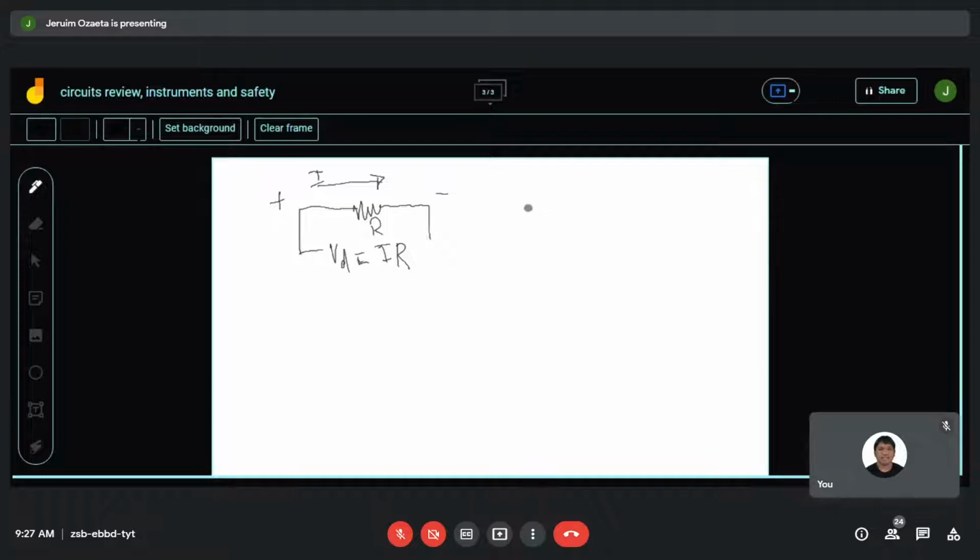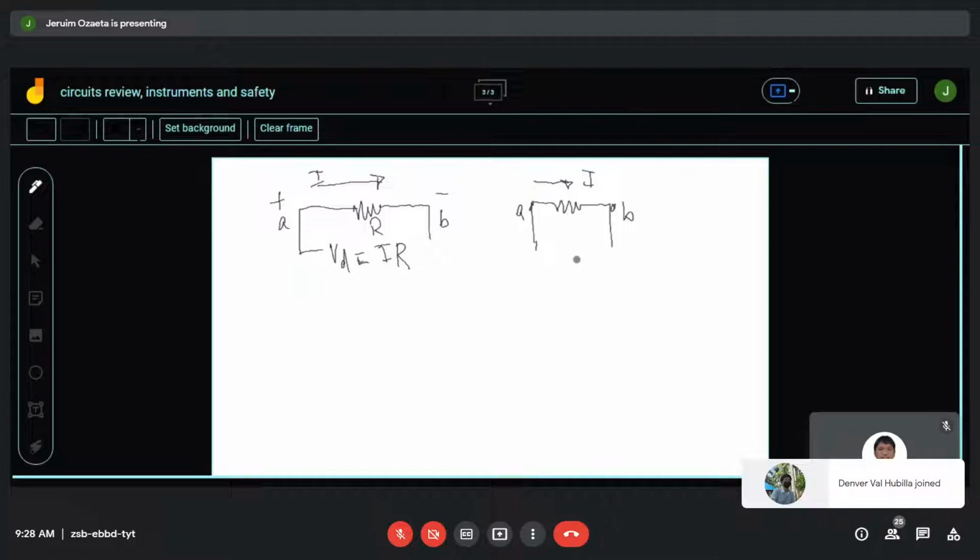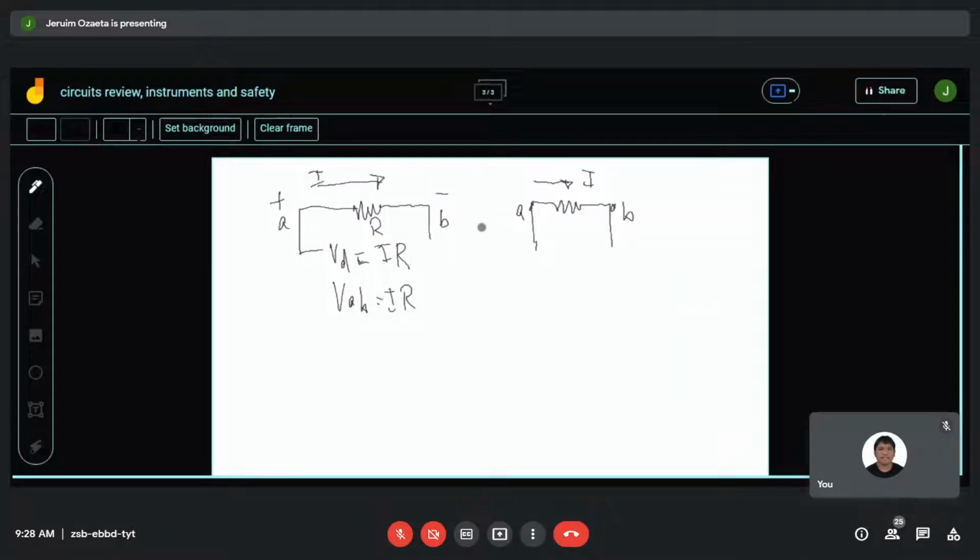But if this is the resistor and the current flows in this direction, and we see that, by the way, the voltage drops from A to B. If this is A, B, and we want to know the drop of voltage from B to A, this is equal to minus IR, or negative. Why?